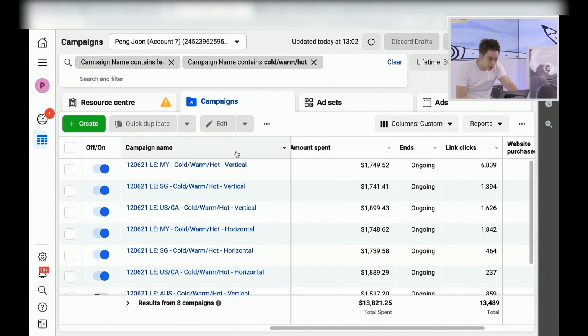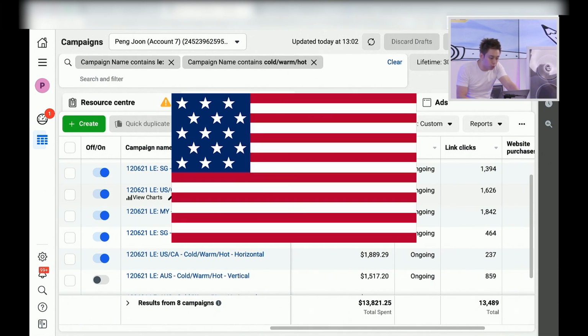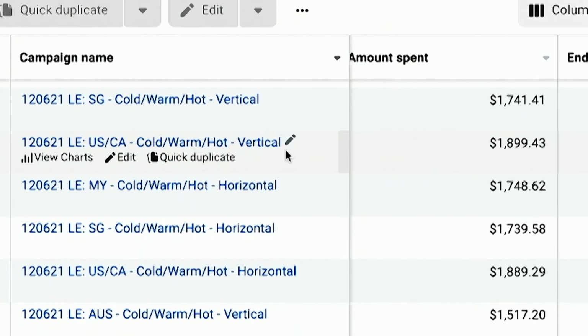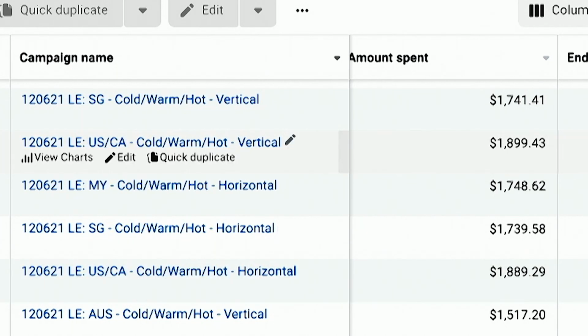Okay, so for example, let's begin with, let's say, the US market. For the US market, you'll see here, this is targeting US and Canada. This is vertical, and this is horizontal. So let's take a look at these two campaigns right now, okay?